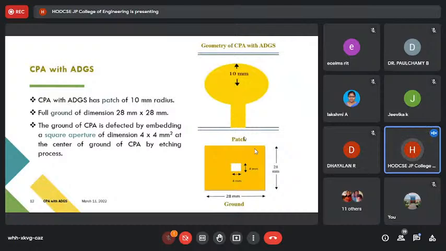Here is the geometry of the proposed work. The patch is a circular patch with a radius of 10 millimeter. In the ground, we introduce an aperture with a dimension of 4 by 4 millimeter square. The aperture is located at the center of the ground plane. We introduce the aperture by using the wet etching process.